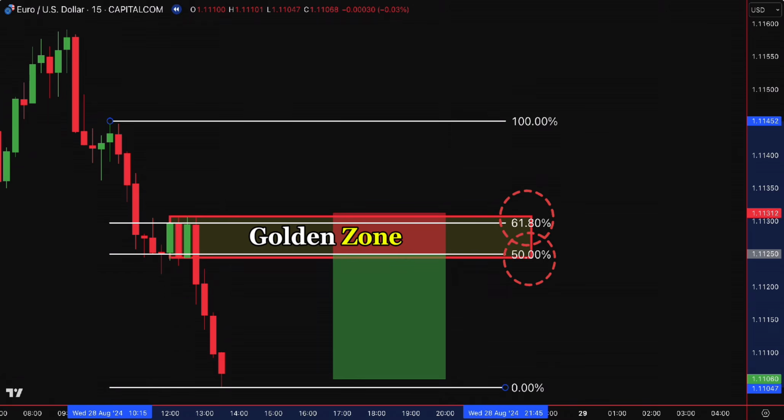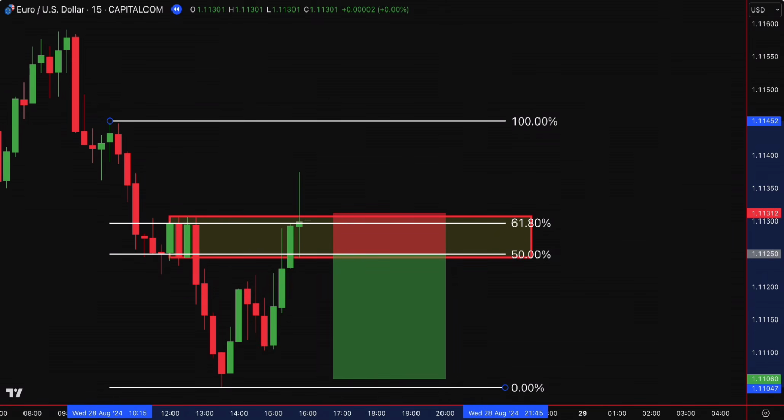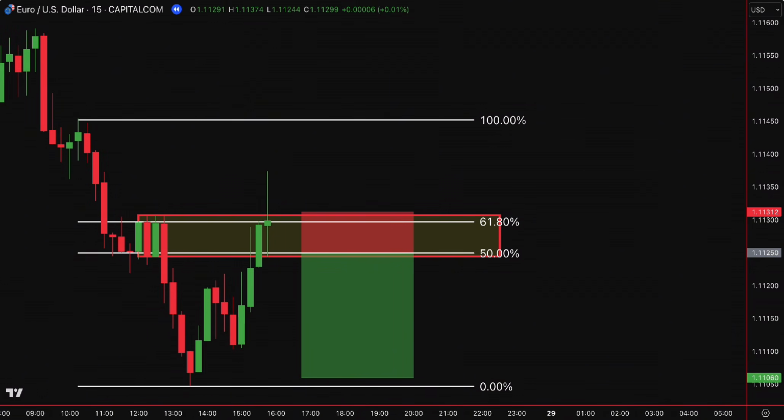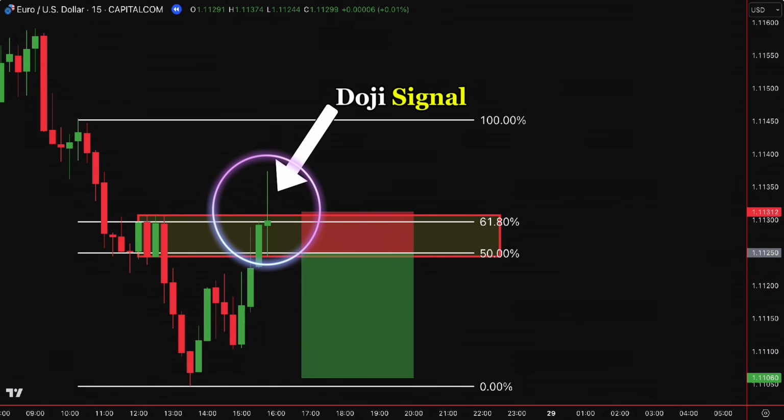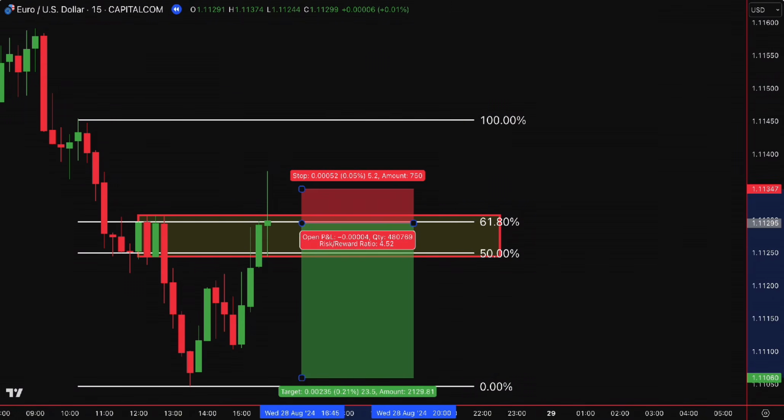Now we wait. Price climbs back into the supply zone, and just above it we get a liquidity sweep. Then a doji bar forms, a long wick rejecting higher prices and closing back inside the zone. That's our confirmation. Smart money has stepped in, absorbed buy-side liquidity, and is ready to drive the market down. And just like that, price reverses sharply.